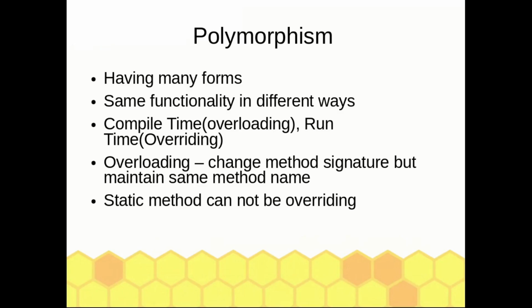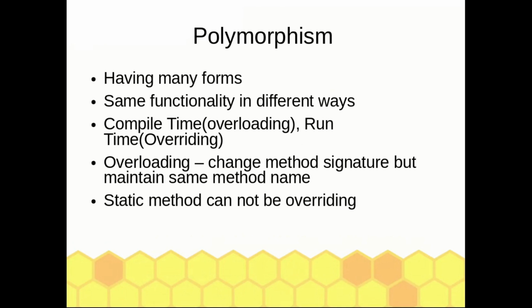Polymorphism from the OOP point of view. Actually, polymorphism means having many forms. It means implementing the same functionality in different ways. There are two types of polymorphism. They are compile time, which we call overloading, and runtime, which we call overriding.